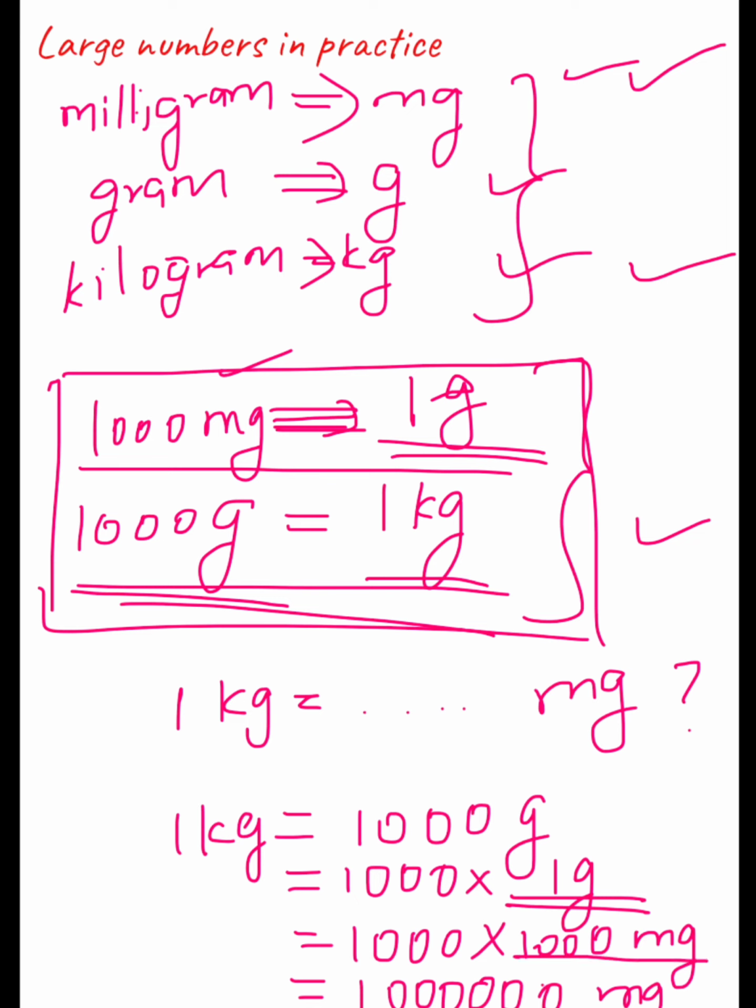Now let's see the last one, which is the unit of capacity. In the case of capacity we usually use two units. The first one is milliliter, which you will represent as ml. And the second one is liter.